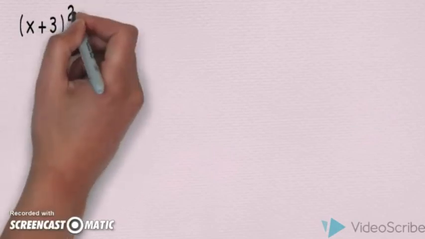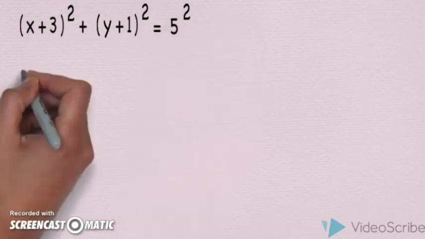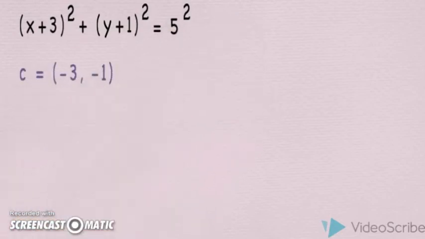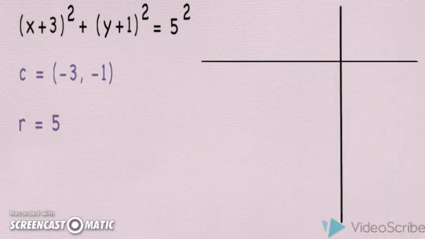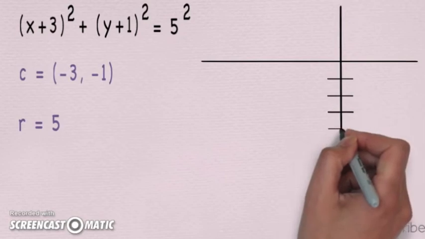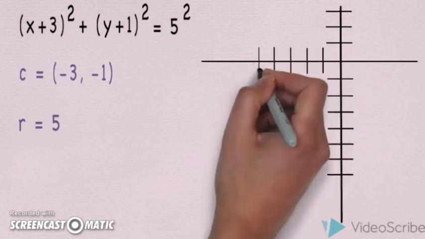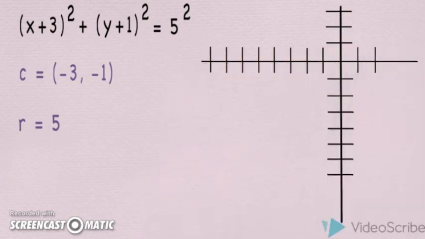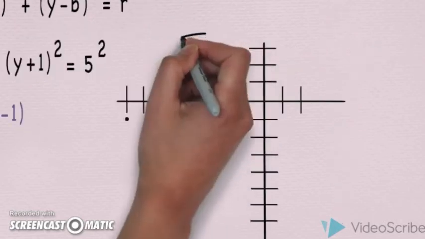So let's use this knowledge about circles to graph our first example. Using the standard form of the equation, we now know that the center of this circle is at negative 3, negative 1, and its radius is 5. So here is our center at negative 3, negative 1, and this is a point 5 units away, and using that we can make a circle with radius 5.